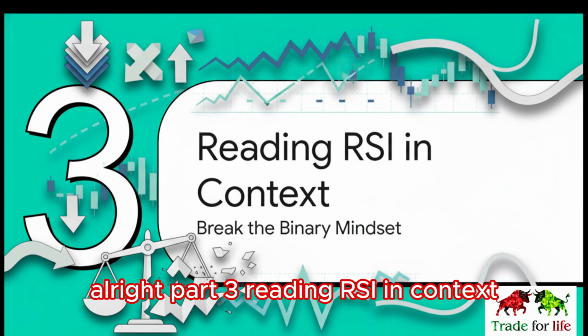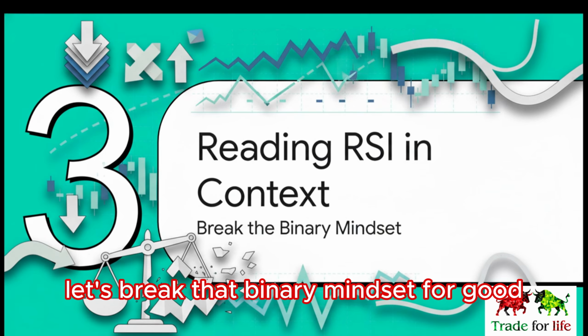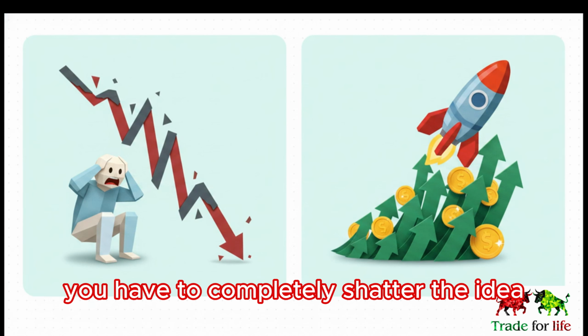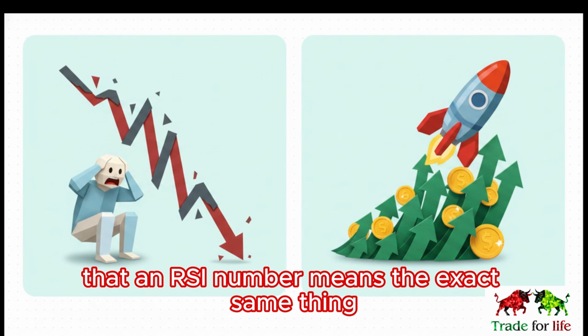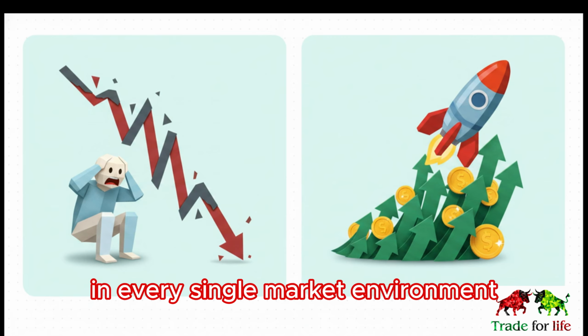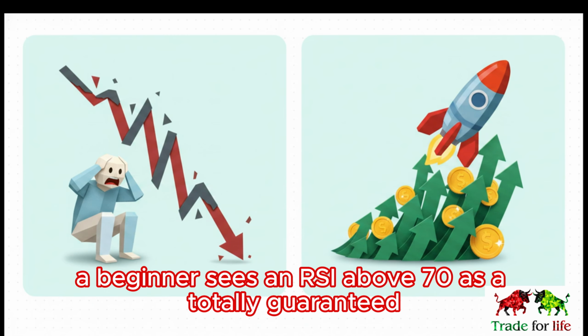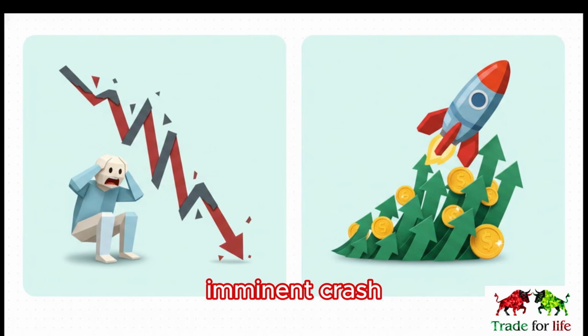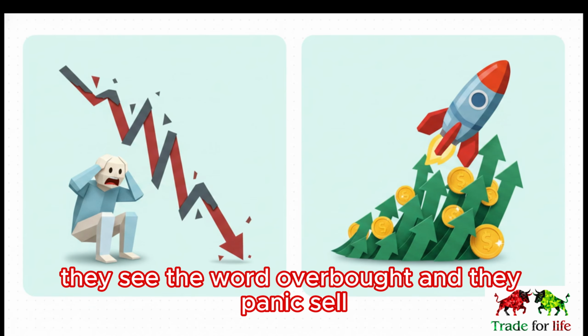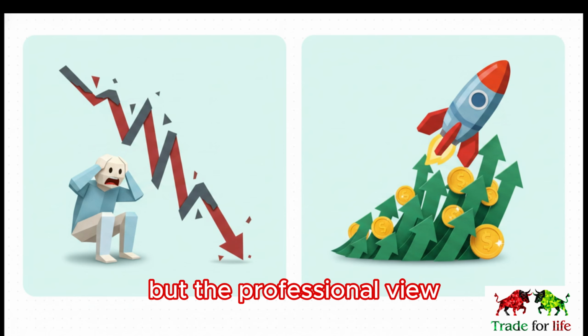All right, part 3, reading RSI in context. Let's break that binary mindset for good. To trade like a pro, you have to completely shatter the idea that an RSI number means the exact same thing in every single market environment. It creates this fascinating paradox. A beginner sees an RSI above 70 as a totally guaranteed imminent crash. They see the word overbought and they panic sell. But the professional view?